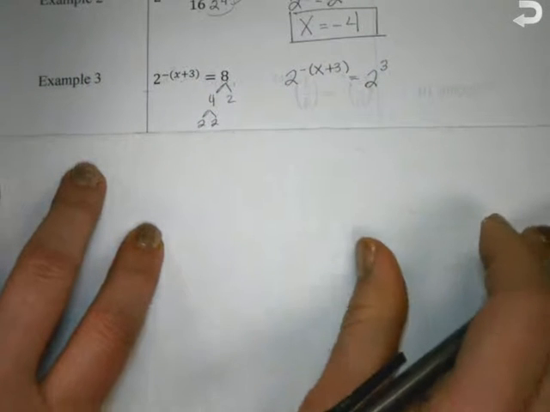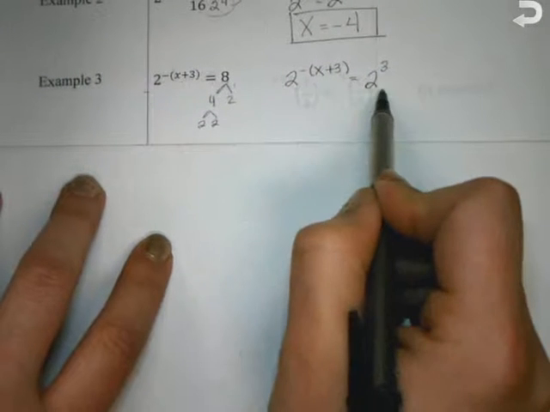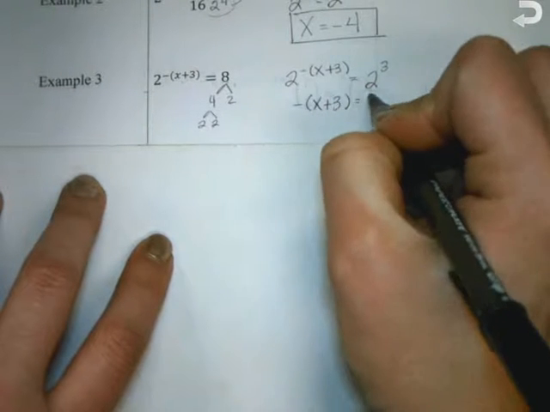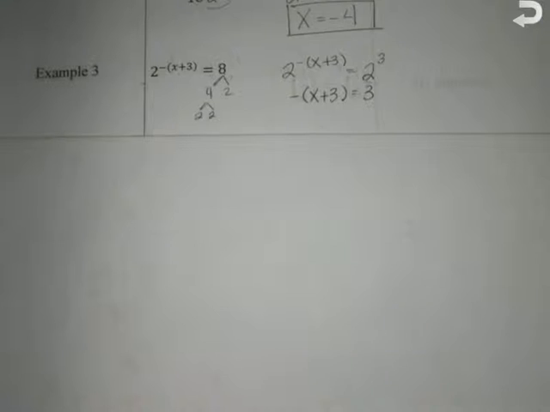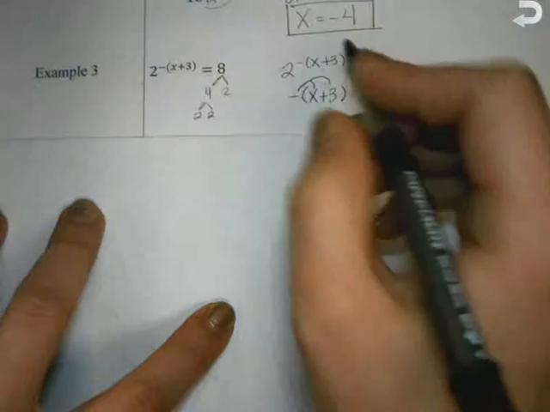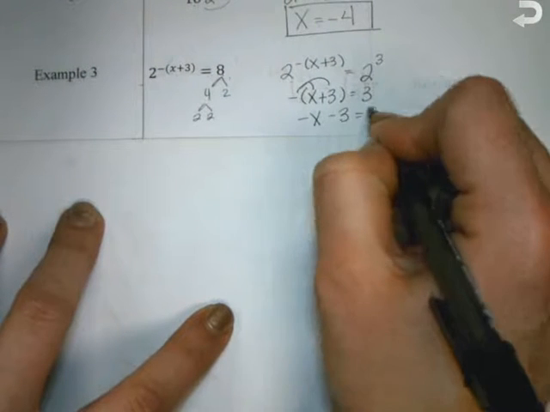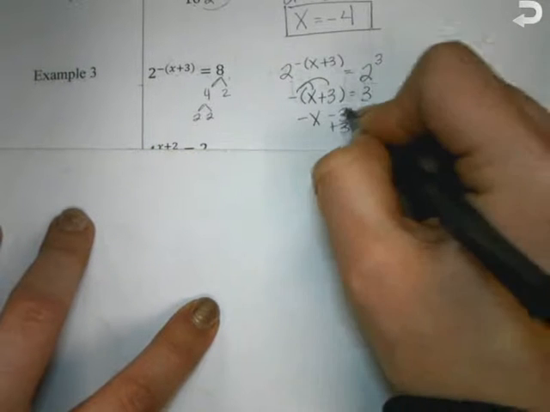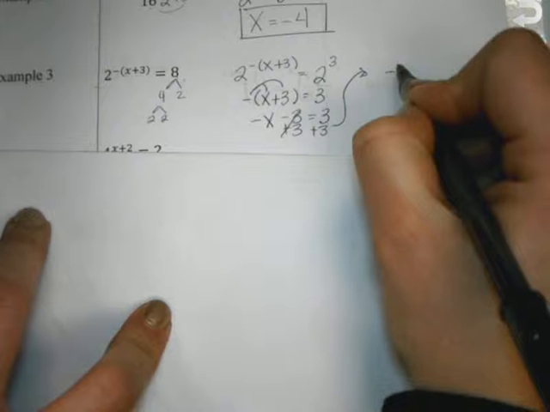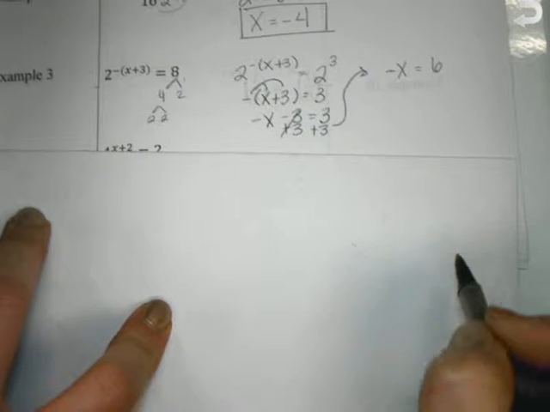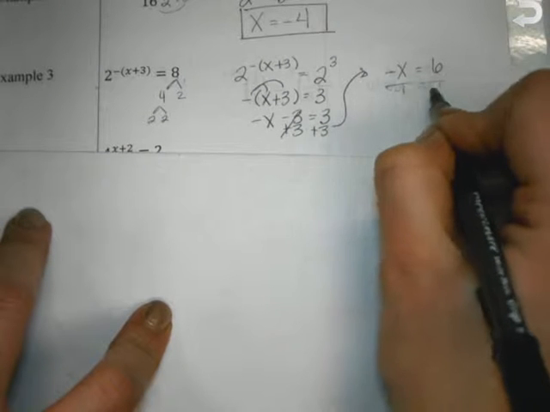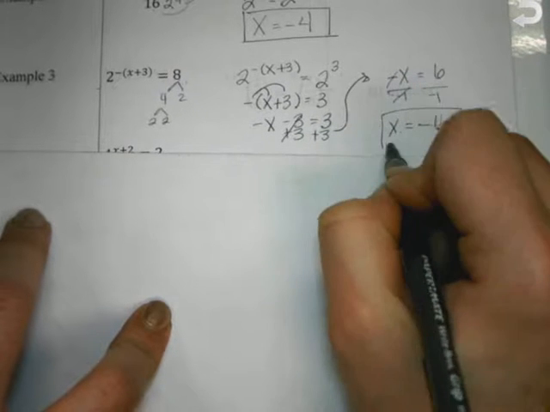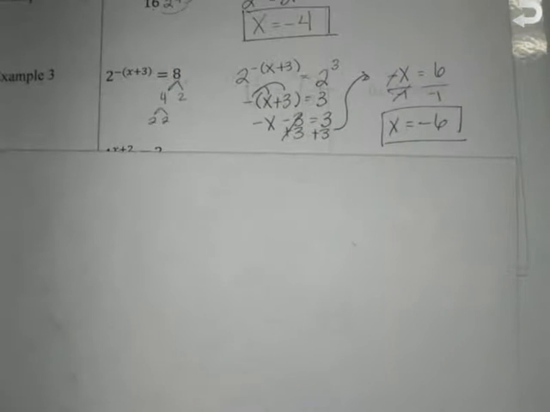Now I can drop the bases because they're the same. So we have negative x plus 3 equals 3. And now what can I do? Distribute. So negative x minus 3 equals 3. Add 3 to both sides. So negative x equals positive 6. Divide by negative 1. So x equals negative 6. Will it always be negative? No. Okay, not too bad, right?